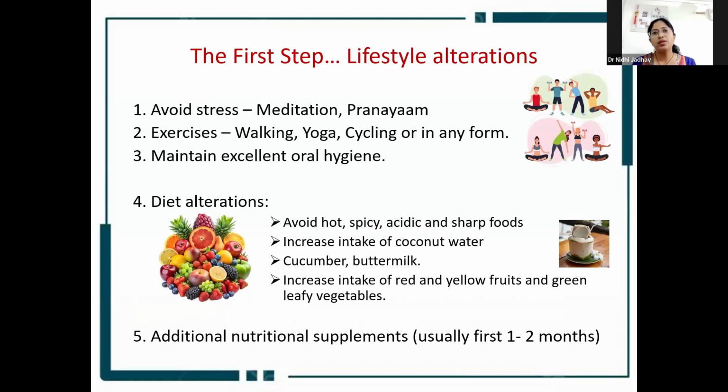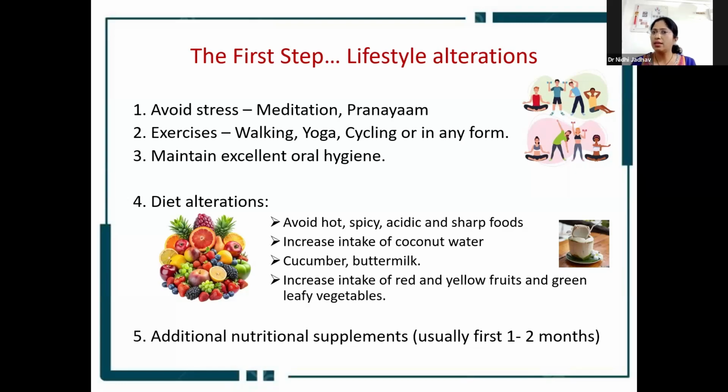We have to ask them to make alterations in the diet, like, they should increase the intake of coconut water. They should avoid having any hot, spicy, acidic, or sharp food. They should take in more of cucumber and buttermilk, because these are alkalizing agents which help in healing of the lesions. Increase the intake of red and yellow fruits, because we have a good amount of lycopene content in that. Increase the intake of green leafy vegetables.